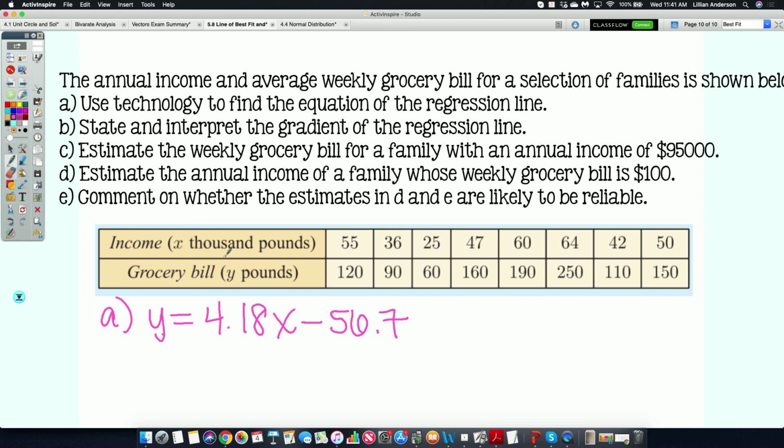Now it says to state and interpret the gradient of the regression line. I haven't used that word in a long time. What does gradient mean? It means slope. So you have to state what it is, and you have to interpret it. So let's state it first. What is it? It's 4.18. And when it asks you to interpret, it means in context of the problem, what does that mean?